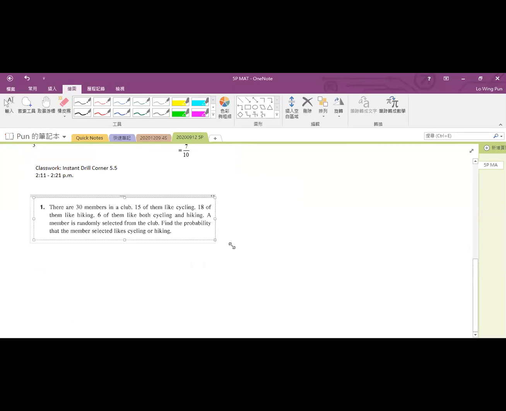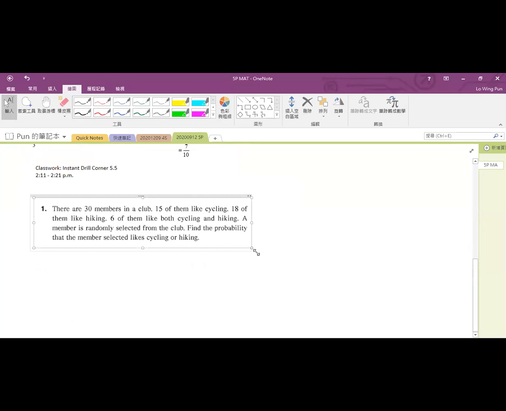So number one. There are 30 members in the club. 15 of them like cycling. 18 of them like hiking. 6 of them like both cycling and hiking. A member is randomly selected from the club. Find the probability that the member selected likes cycling or hiking. 30個係咪？你見唔見到個 keyword？Cycling or hiking.